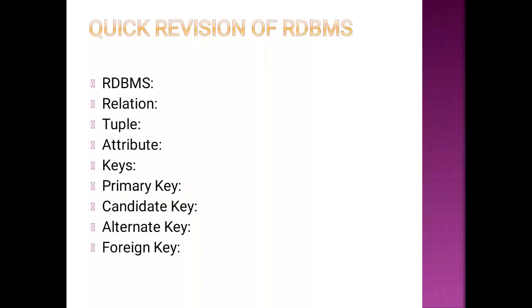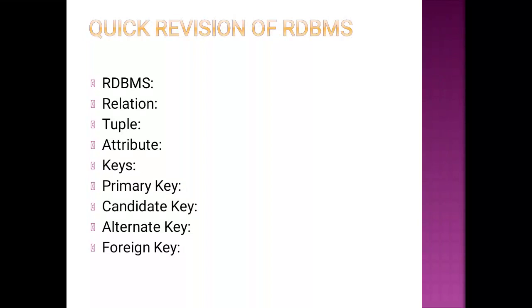Tuple, it is a row in a relation or a row in a table. Attribute, these are columns in a table. Keys, these are the unique constraints which are applied to the table and which identify each and every row uniquely. You can further bifurcate keys into different types of keys: primary key, candidate key, alternate key, foreign key. Primary key is also known as integrity constraint, which identifies each and every row in a table uniquely.